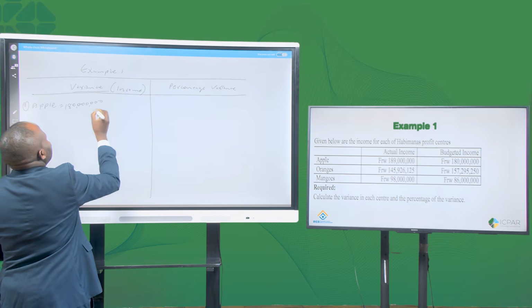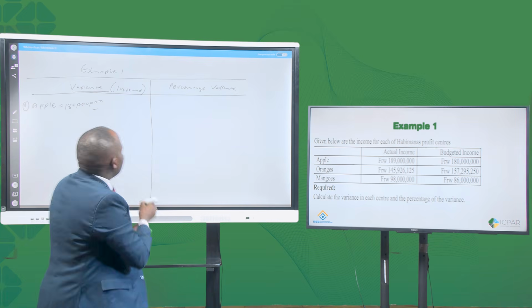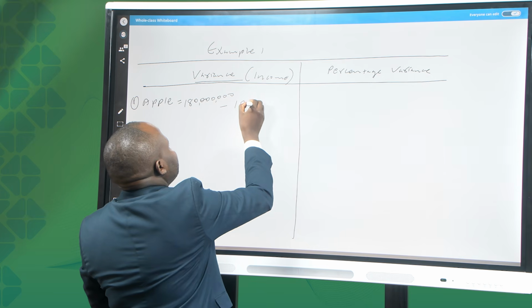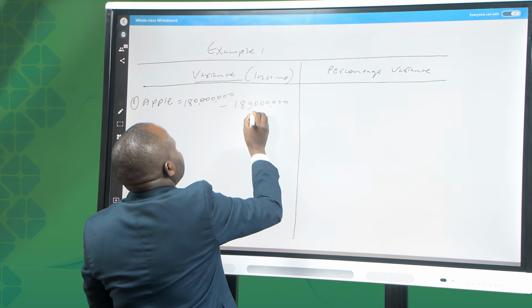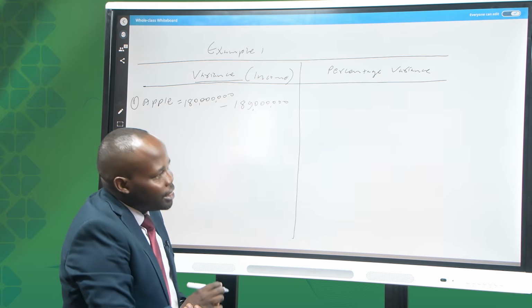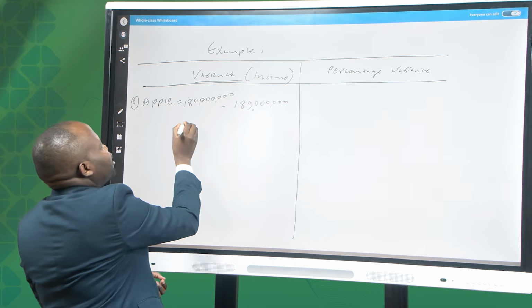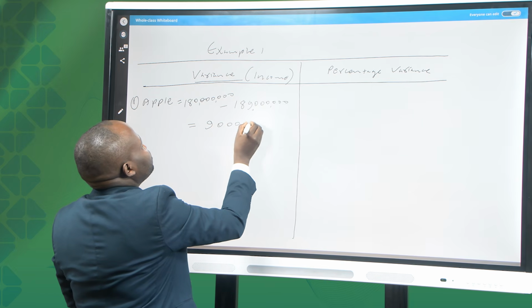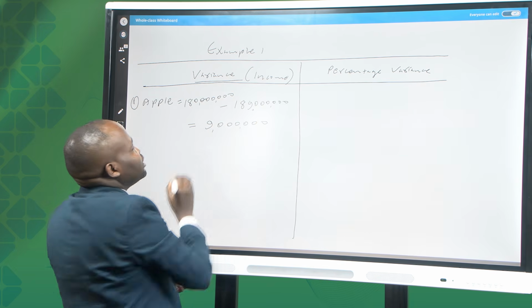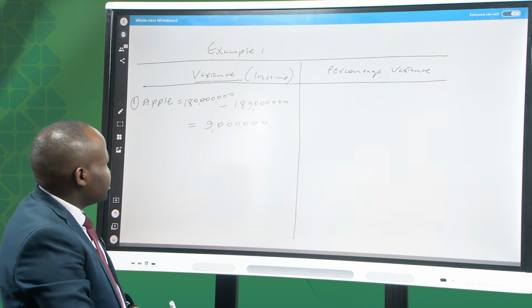That is 180 minus actual is 189 million. So this gives us a variance of 9 million. You don't write positive or negative. You just write it the same way it is.